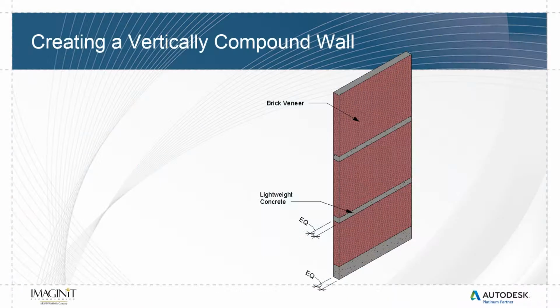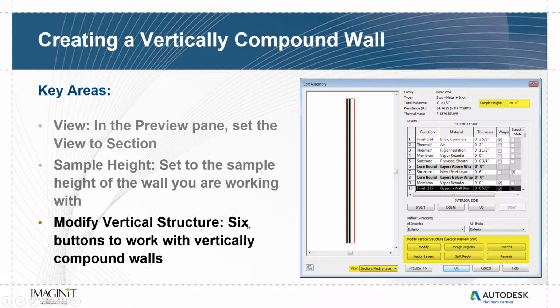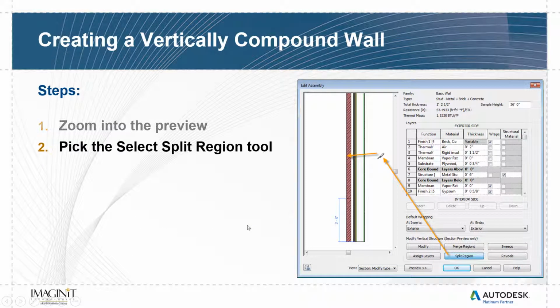Very true. All right. So vertical compound wall, I'm just going to skip through most of this, but this is what we're talking about, adding different layers to this. Okay? So there's a couple buttons that we're going to get into. It is going to be the section. We have to have a section to do it. We're going to use the modify button, we're going to use the split button, and we're going to use the assign layer buttons to do this. We'll come back to these other buttons after all of this.